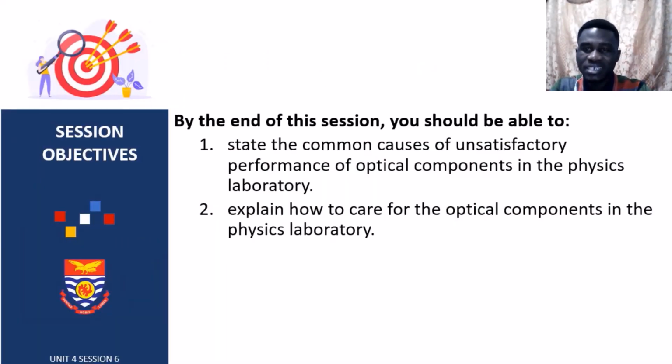At the end of this session, you should be able to state the common causes of unsatisfactory performance of optical components in the physics laboratory and explain how to care for them. In the previous session, we saw that the optical components include lenses, mirrors, prisms, that is the rectangular prisms, the glass components. These are normally used for light experiments, so how do we care for them?